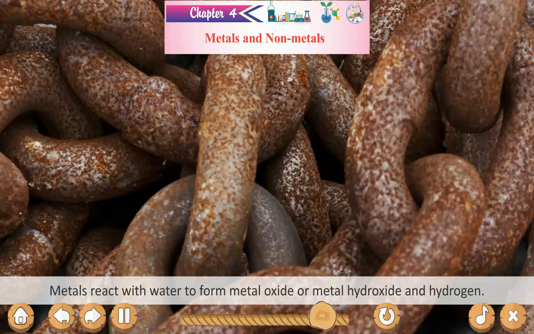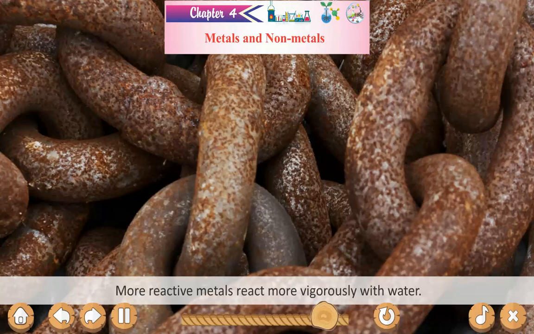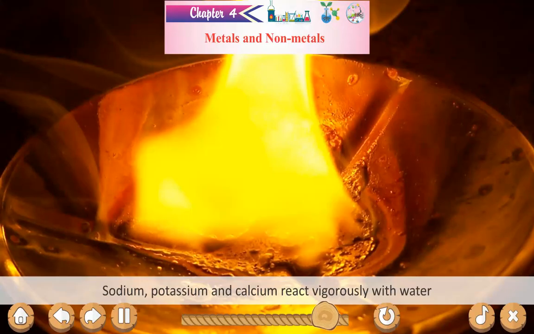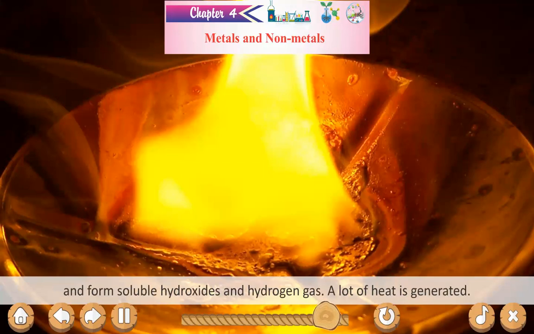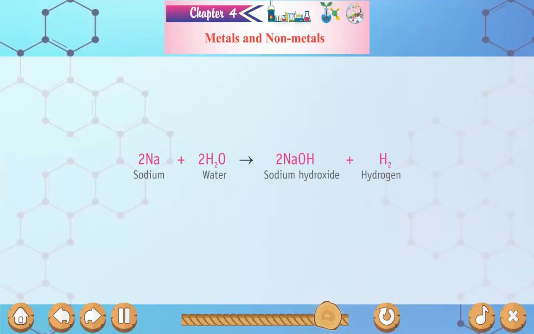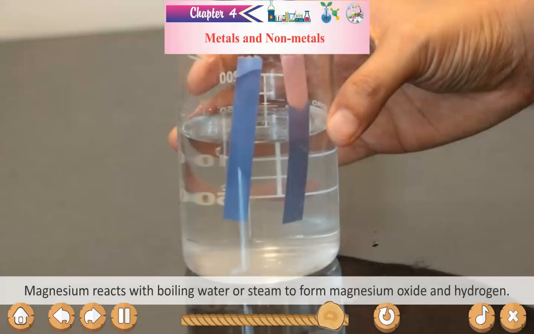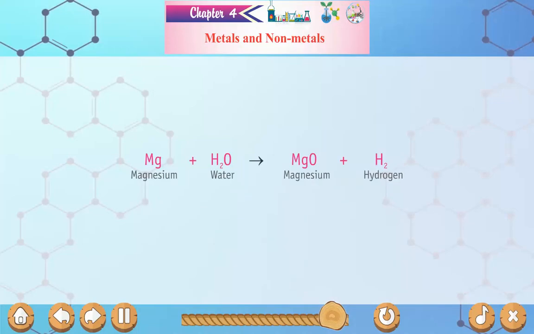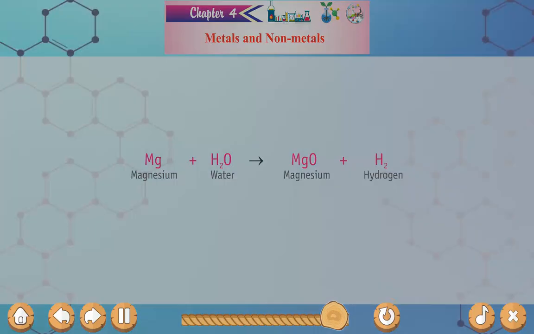Reaction with water. Metals react with water to form metal oxide or metal hydroxide and hydrogen. More reactive metals react more vigorously with water. Sodium, potassium and calcium react vigorously with water and form soluble hydroxides and hydrogen gas. A lot of heat is generated. 2Na sodium plus 2H2O water gives 2NaOH sodium hydroxide plus H2 hydrogen. Magnesium reacts with boiling water or steam to form magnesium oxide and hydrogen. Mg magnesium plus H2O water gives MgO magnesium oxide plus H2 hydrogen.